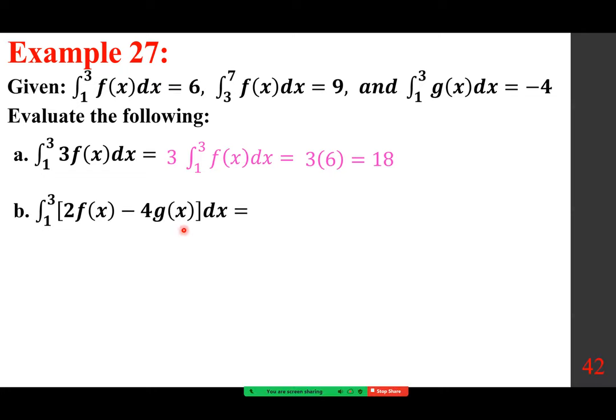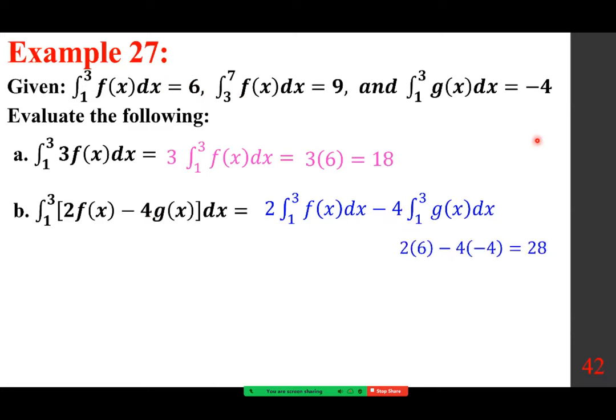Two f of x minus four g of x. So take the 2 out, take the 4 out, and rewrite it in the following manner. We know this one is 6, replace it, minus 4. We know this one is negative 4, replace it. So 2 times 6 minus 4 times minus 4. And of course, 12 and 16.